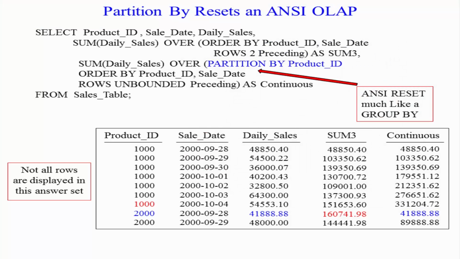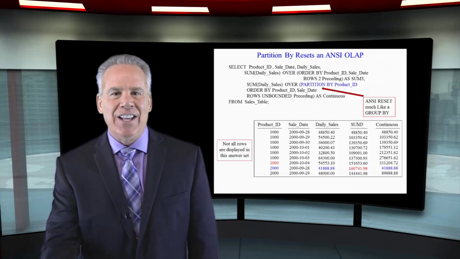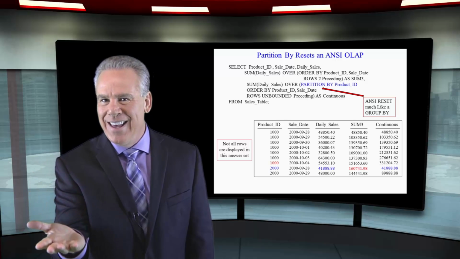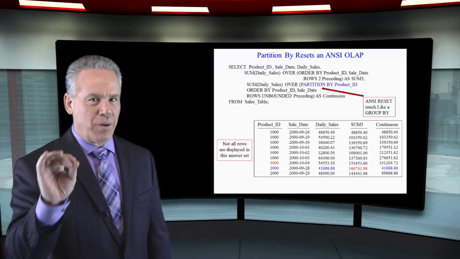Remember, we have 2 ordered analytics. One's going to go rows 2 preceding. That's our true moving sum with a window of 3. And the second one is going to be rows unbounded preceding, so it's a cumulative sum all the way down. But this is what I love about ANSI OLAPs. We've got our partition by statement in here in blue on the second ordered analytic, and all that means is it's going to reset and start the cumulative sum over again when the product ID breaks.